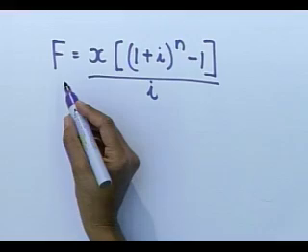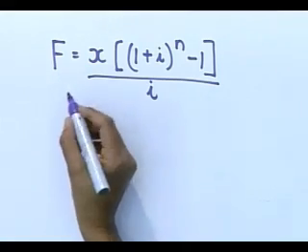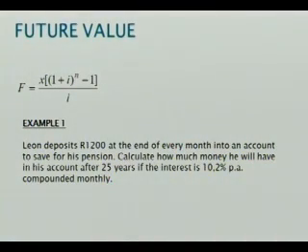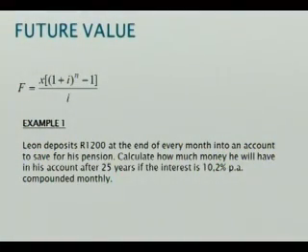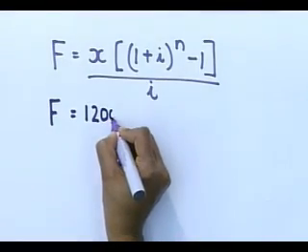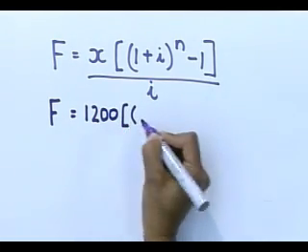Okay, am I looking for F? Absolutely, because it asks me to calculate how much money he will have in his account after 25 years. So I'm looking for F. Okay, everybody put your F down. Do I know what X is? Remember I said X is your monthly payment. Let's go read our sum. Leon deposits 1,200 Rand. So my 1,200 goes into the place of X. Fantastic. Open up your block bracket, open up your round bracket.